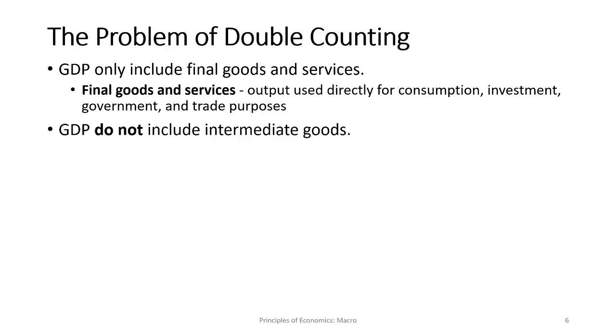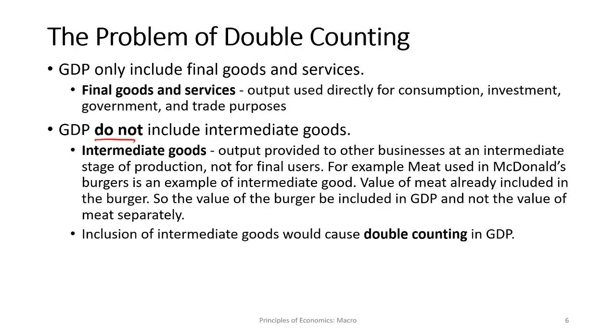However, GDP does not include intermediate goods. And what are intermediate goods? These are goods or output provided to other businesses at an intermediate stage of production, not for final users. For example, meat used in a McDonald's burger is an example of an intermediate good. The value of the meat is already included in the burger. So the value of the burger is included in GDP and not the value of the meat separately.